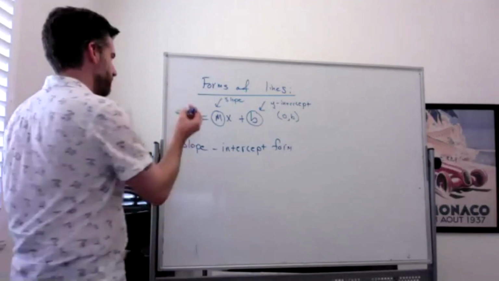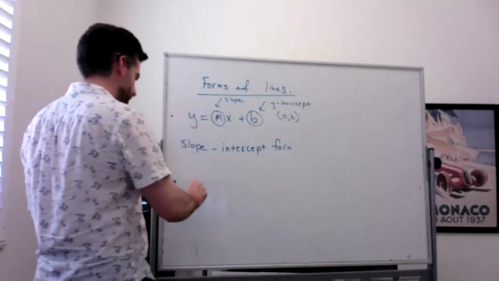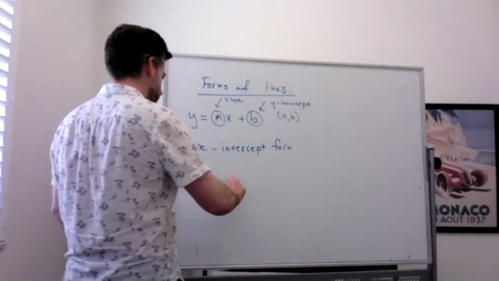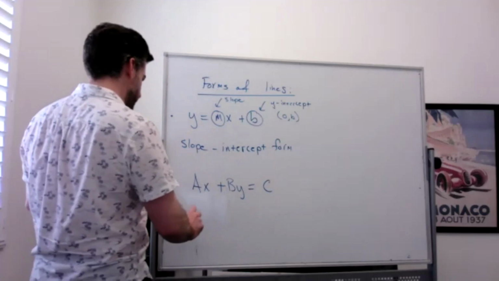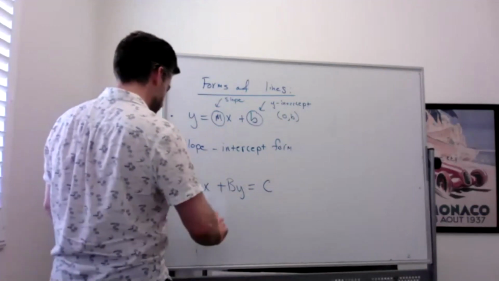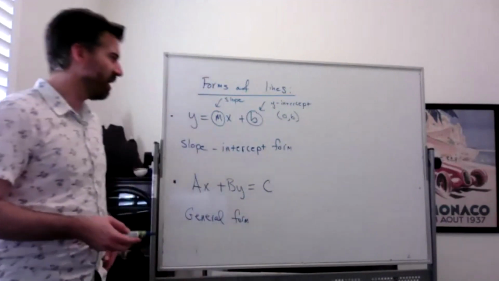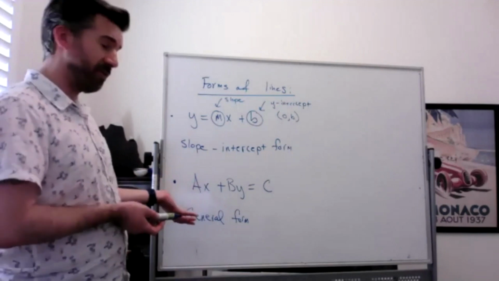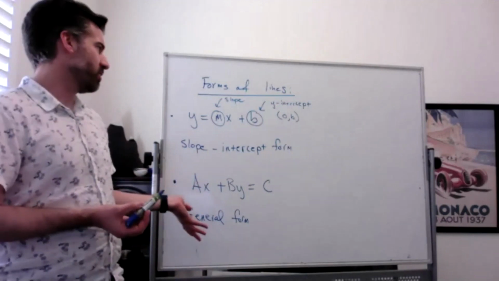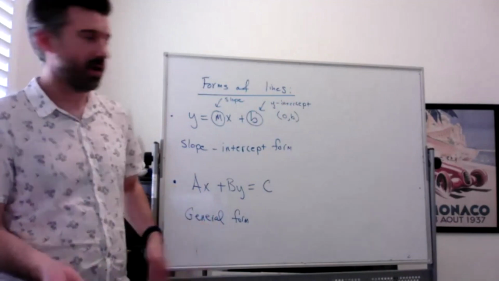And then the other form that we often see is this form, the ax plus by equal to c, which is usually called the general form. We'll do a little bit of lines written in this way. We'll graph some lines written this way. And we'll see that no matter which way you write the line, we can still find what we need.